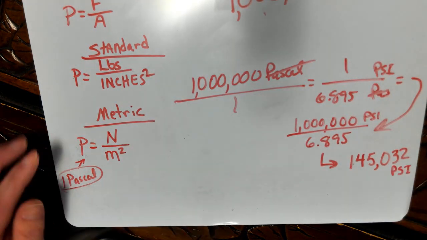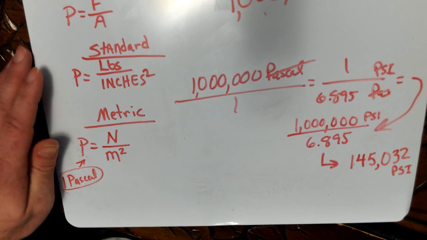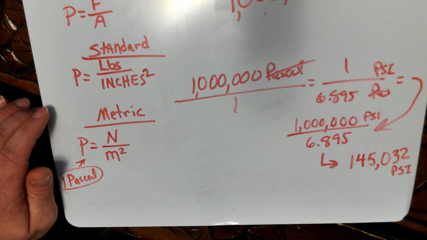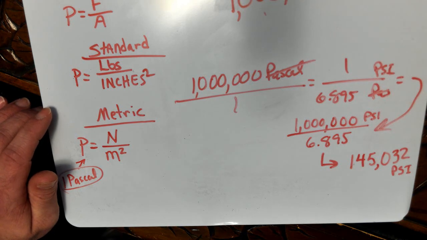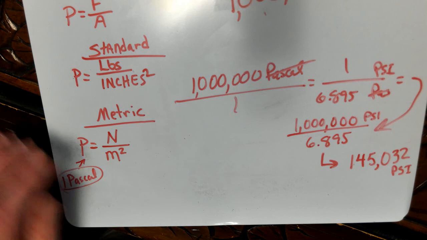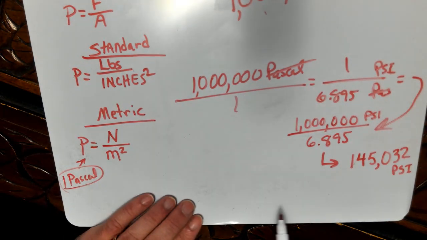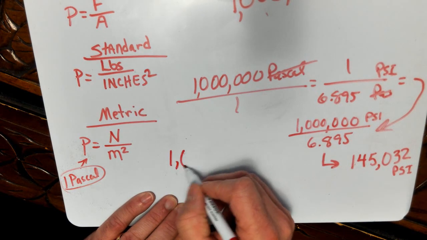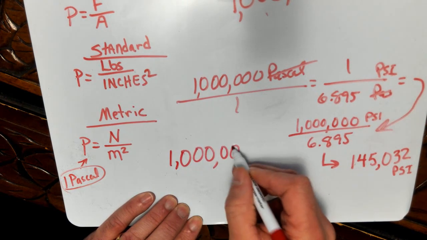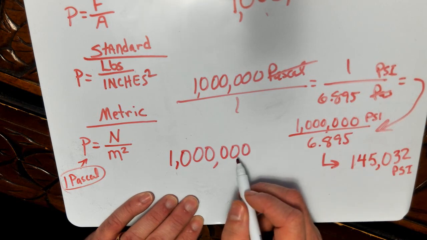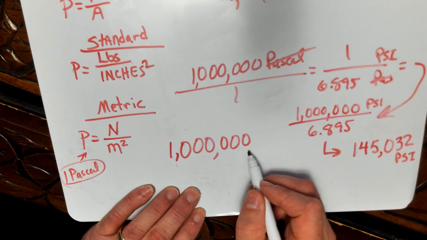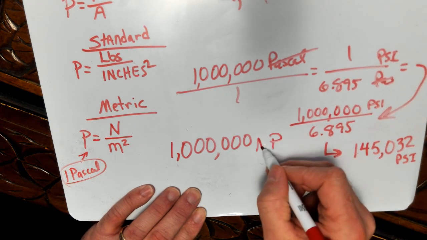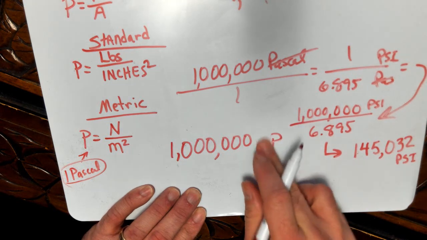Okay? So that 1 million pascals is equal to 145,032 PSI. And it's a lot of PSI. That's a lot of pressure there. So, real quick, 1 million is a big term to put in there. So, I want to convert that 1 million pascals into megapascals. Y'all remember that from last class?